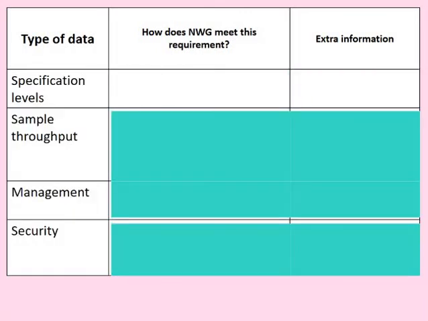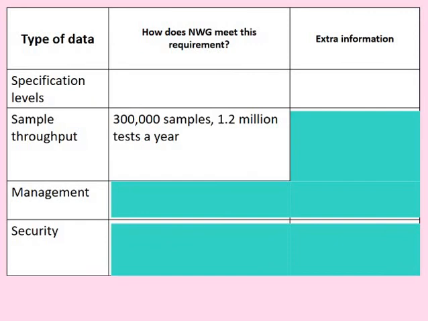Specification levels, there wasn't any info on. In terms of samples, it says that they do 300,000 samples, and on those 300,000 samples, that's 1.2 million tests a year. So if they get sent a sample of water, they can do different tests on it, which is why you have different test amounts compared to samples.